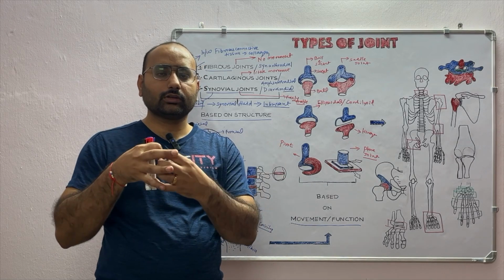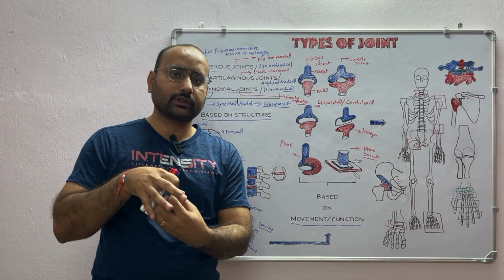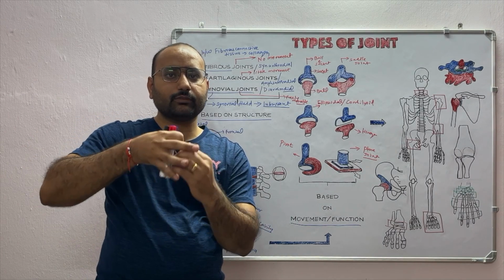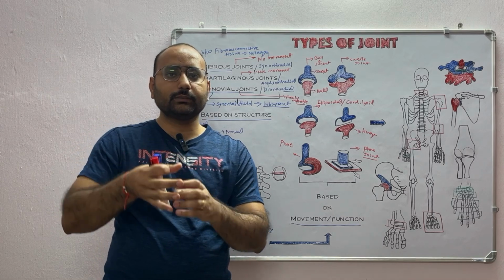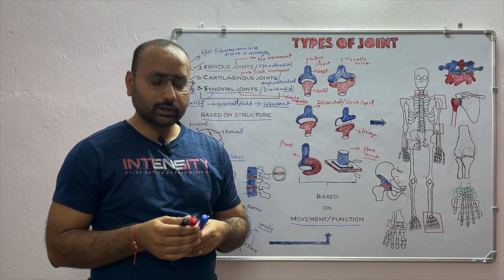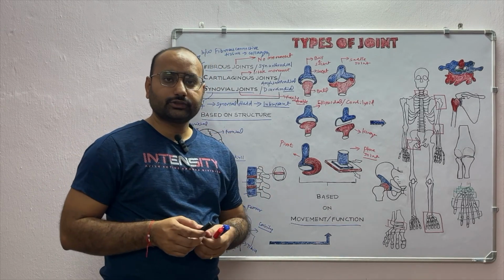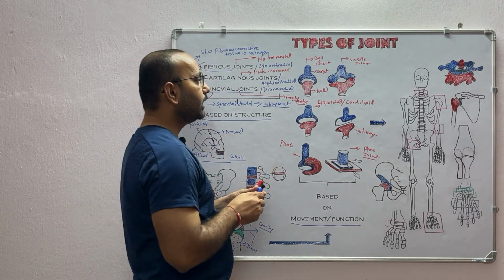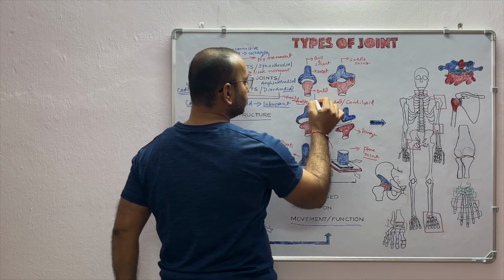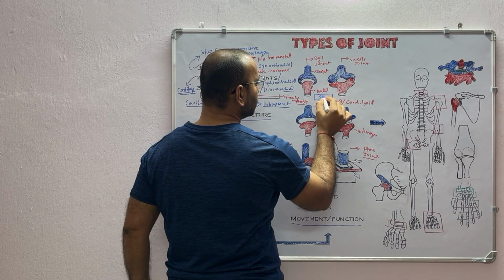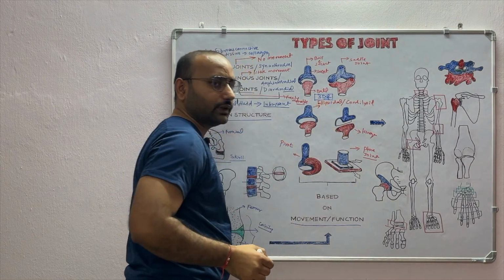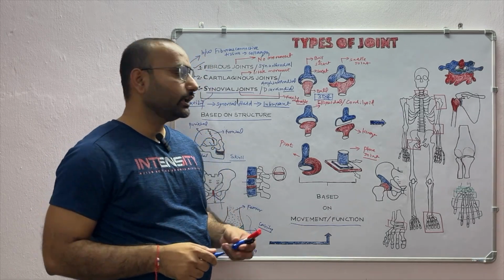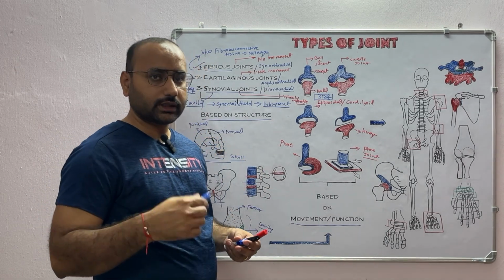Now the ball can move in all the 3 planes, right? The ball can move axially, the ball can move in this direction, and the ball can move in this direction. So in all the 3 planes, the ball can move. That means this ball and socket synovial joint allows movement in all the 3 planes. That means it has 3 degrees of freedom. So what is degree of freedom? Degree of freedom is the number of independent motions a joint can allow. So it can allow 3 independent motions in 3 different planes.